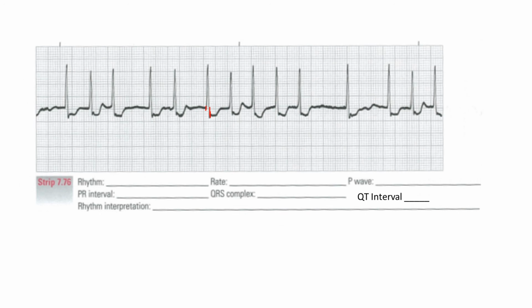So with this rhythm, it is considered atrial fib. The heart rate is 130, so this is uncontrolled A-fib. So what do we want to do about that person? We want to determine if they're stable or unstable.